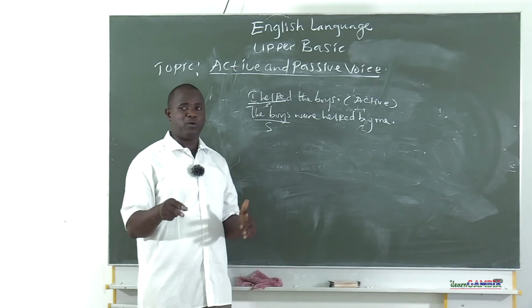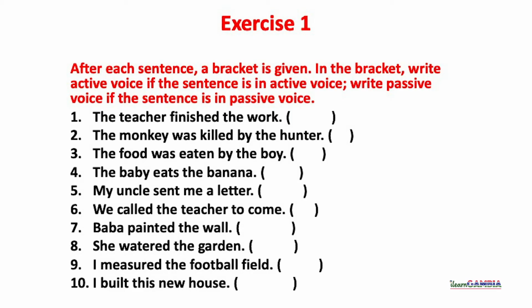Now let's get this. The teacher finished the work. Did the teacher do any work here? If it is yes, then it's active. If it is no, then it's what? Passive. We move on. Number 2. The monkey was killed by the hunter. Where is the subject, the monkey? Didn't do anything. If it is yes, it's active. If it is no, it's what? Passive.